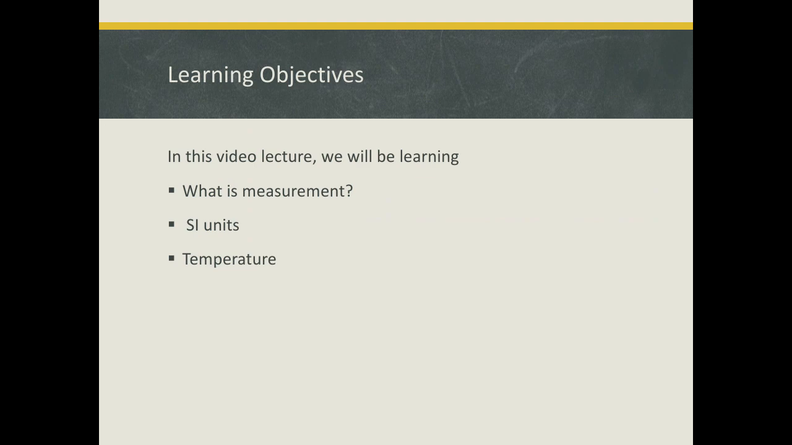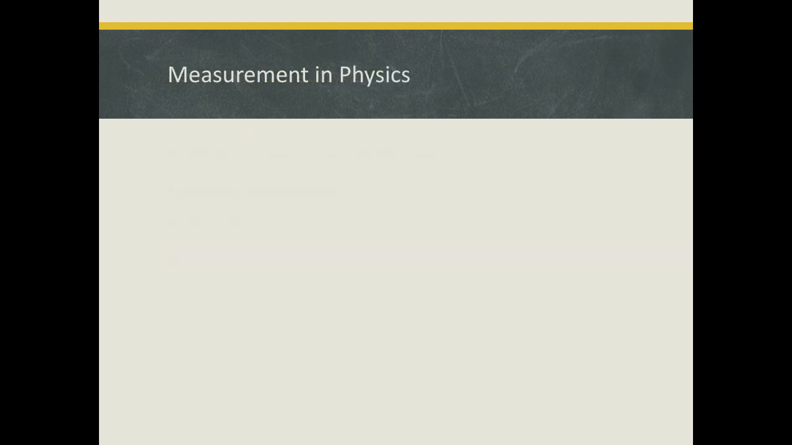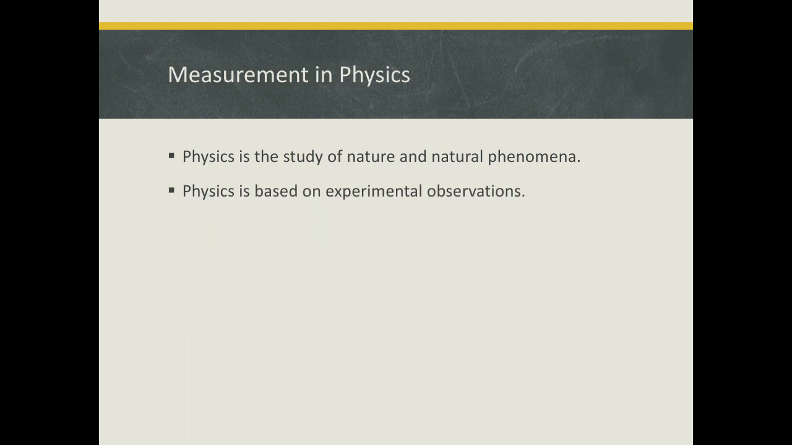Okay, so why should we study measurement in science, or in physics especially? We all know that physics is the study of nature and natural phenomena. Whenever we study something we carry out some experimentation, right? So we do experiments, we do observations. So physics is based on experimental observations.